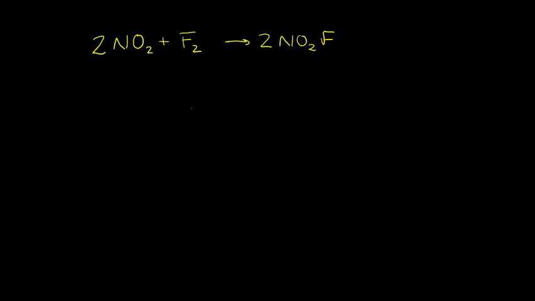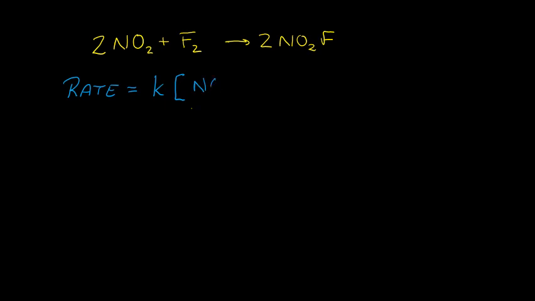Okay, so here's the second reaction. 2 moles of NO2 react with 1 mole of fluorine to make 2 moles of NO2F. And in this case, the rate law is rate equals k, and that's our rate constant. And I should clarify, the rate constant is different for every reaction.